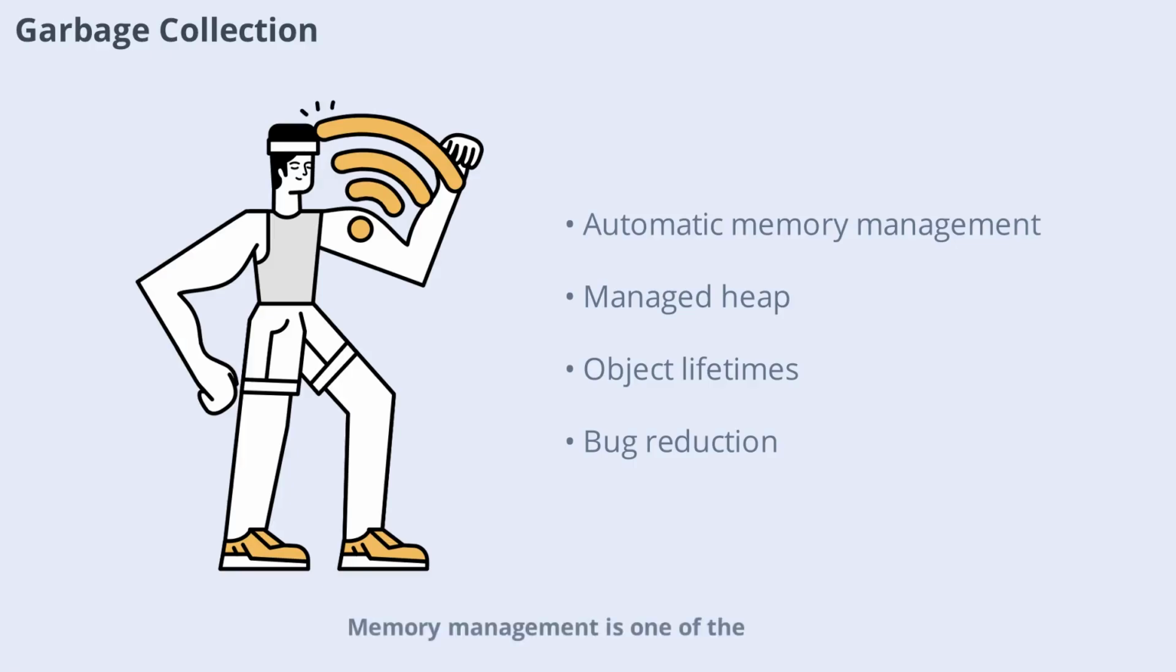Memory management is one of the most challenging aspects of software development. In .NET, the CLR handles this through garbage collection, or GC. Instead of manually allocating and freeing memory, the runtime tracks object lifetimes and automatically reclaims memory that's no longer in use. This reduces bugs and lets developers focus on object behavior rather than cleanup.